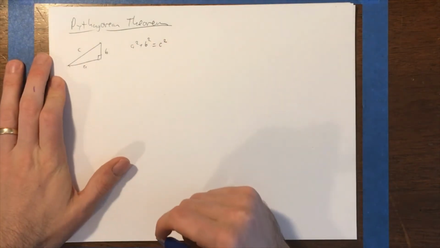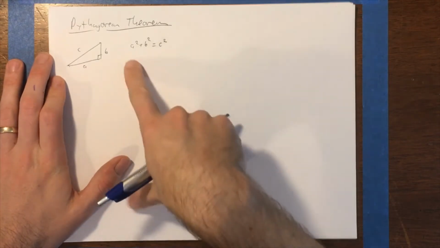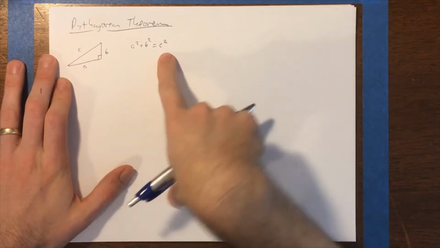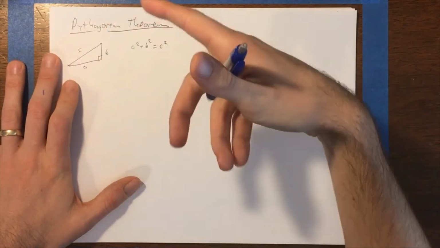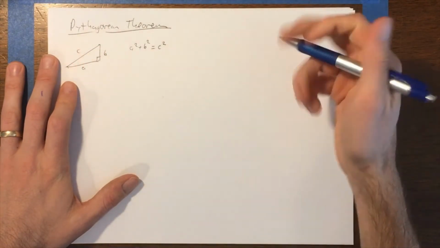First of all, remember the Pythagorean theorem, okay? For a right triangle, a squared plus b squared equals c squared, right? Well, this section is all about the unit circle. Let's relate the Pythagorean theorem to the unit circle.